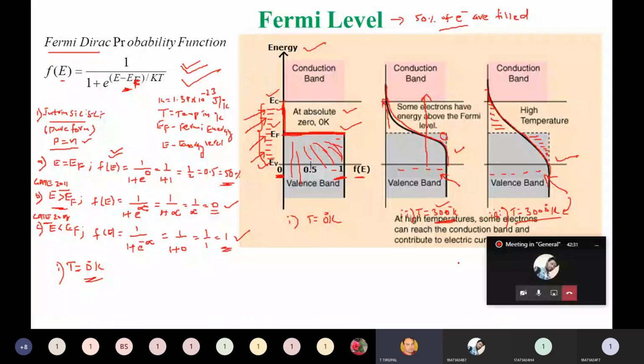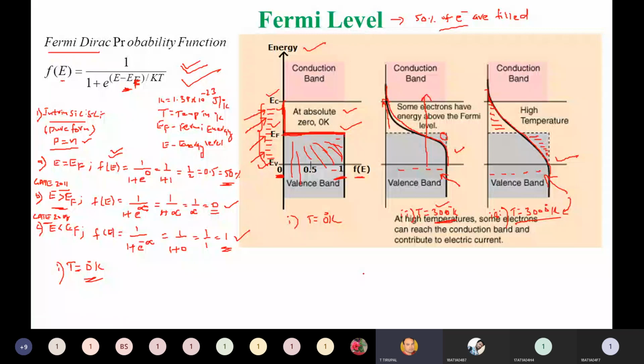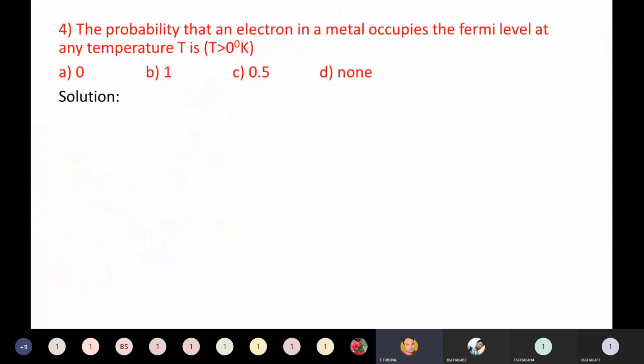So this is regarding the Fermi level. Let us go with another case. Now tell me, answer this question, all of you. What is the option? Put it in the chat box. What is the answer for this?